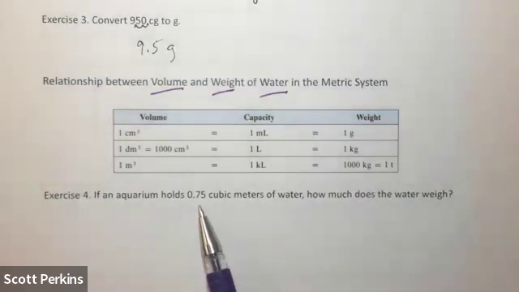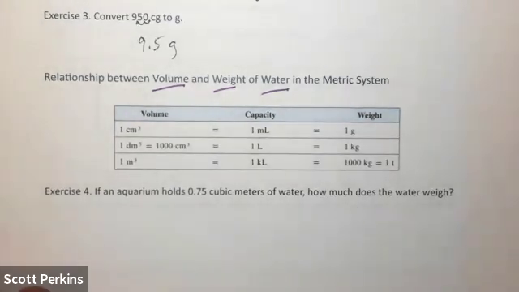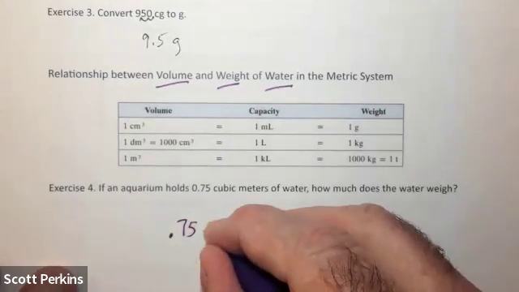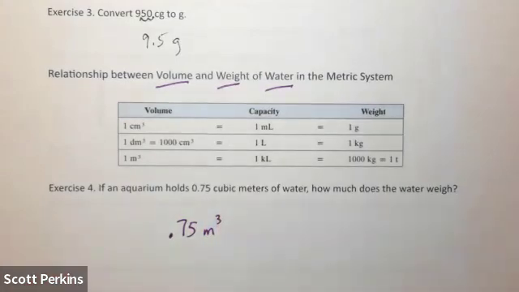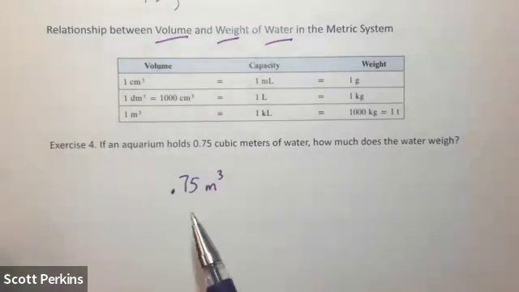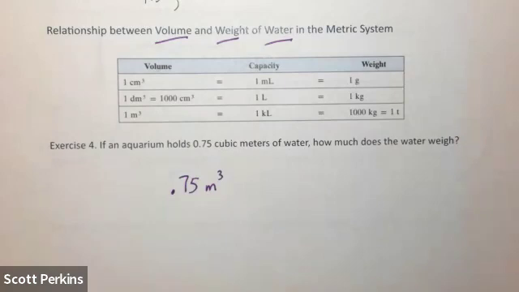So if an aquarium holds 0.75 cubic meters of water, how much does the water weigh? So this is cubic meters. And so I've got 0.75 meters cubed. What I would like you to do, again, push pause on your screen, is I would like you to convert using this table right here, meters cubed into a weight.